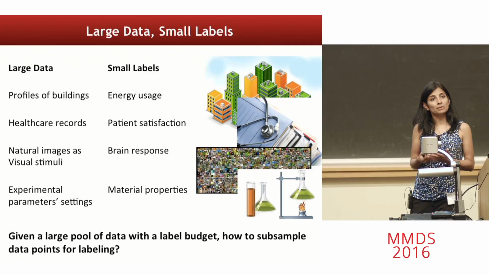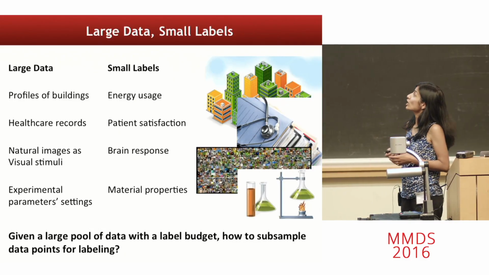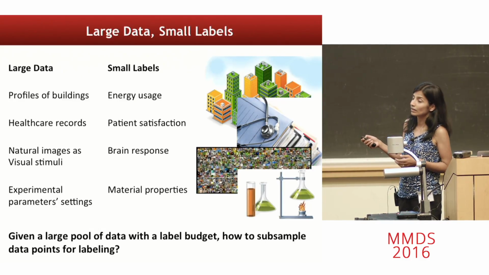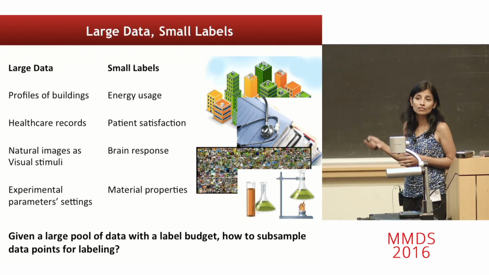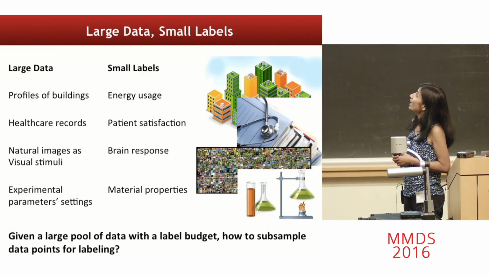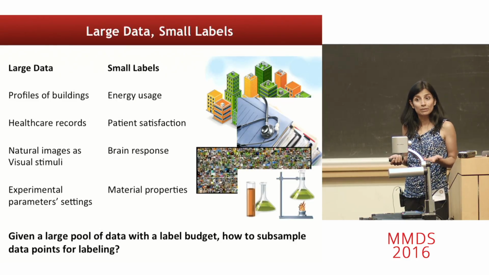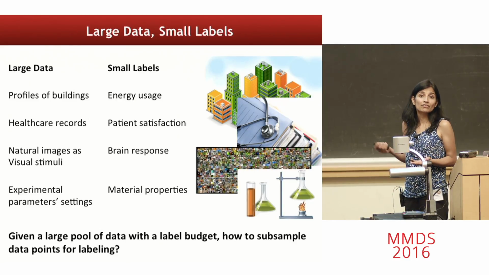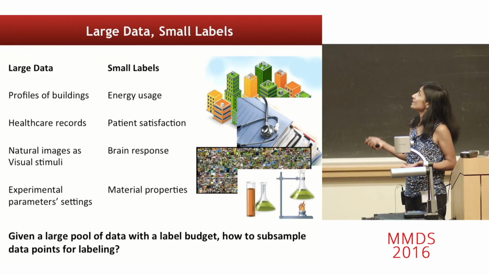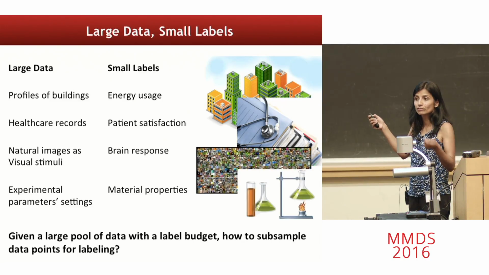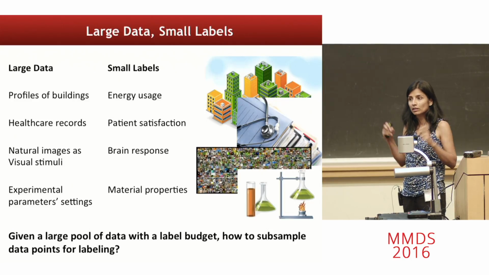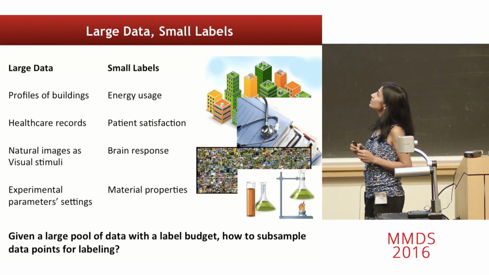A lot of the people I work with have very large data sets, right? There are civil engineers who have access to profiles of thousands and thousands of buildings from different cities. But really, they don't have as much label data to go with. They want to do some kind of energy prediction or energy planning for the city, but they have very little data on energy usage for these buildings. So very few of the buildings come with this associated label of what their energy consumption is.